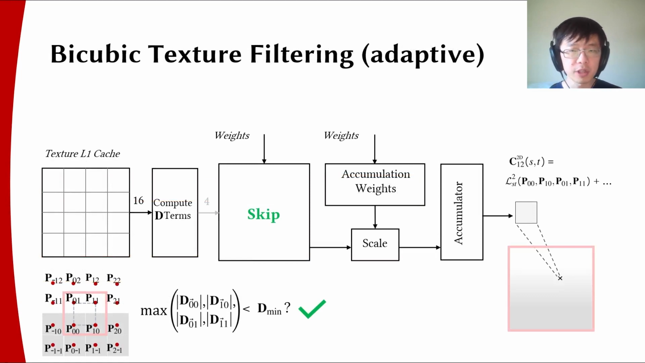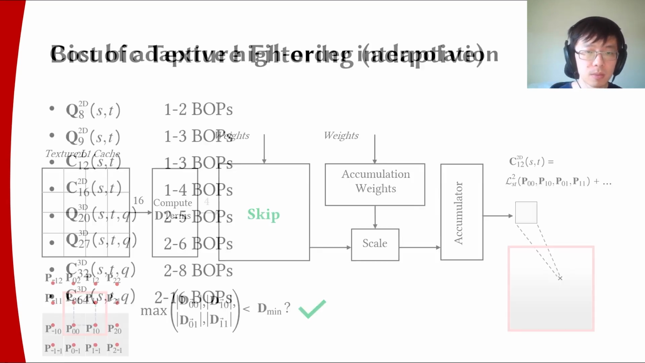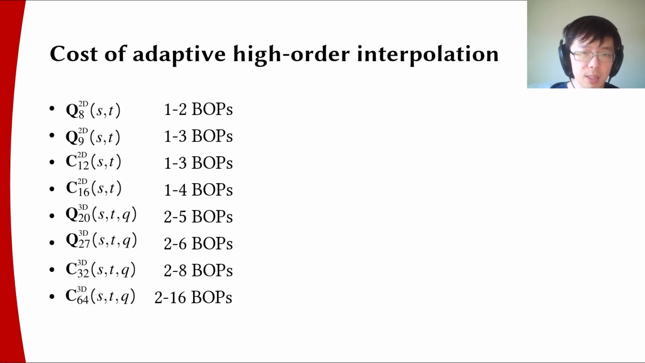However, we can further reduce the cost by adaptively skipping d terms that are too small. This usually happens with images that have smooth gradients. If the magnitude of all d terms in a bilinear interpolation are below a user-specified threshold d min, the entire operation can be skipped. This simply means that depending on how much of the data are low frequency, the cost of high-order interpolation can be made as cheap as bilinear or trilinear interpolation, with a very similar quality as a full computation.